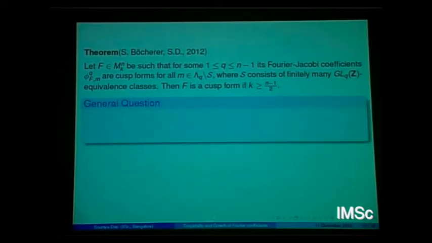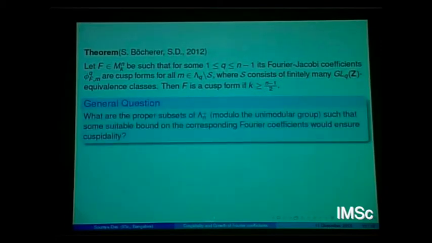So there is a general question. What are the proper subsets of your indexing set, let's say Lambda_n^+, modulo the unimodular group, such that some suitable bound on the Fourier coefficients would give you cuspidality? How small, in some sense, I don't know, but how small does your set have to be? So that's one question.